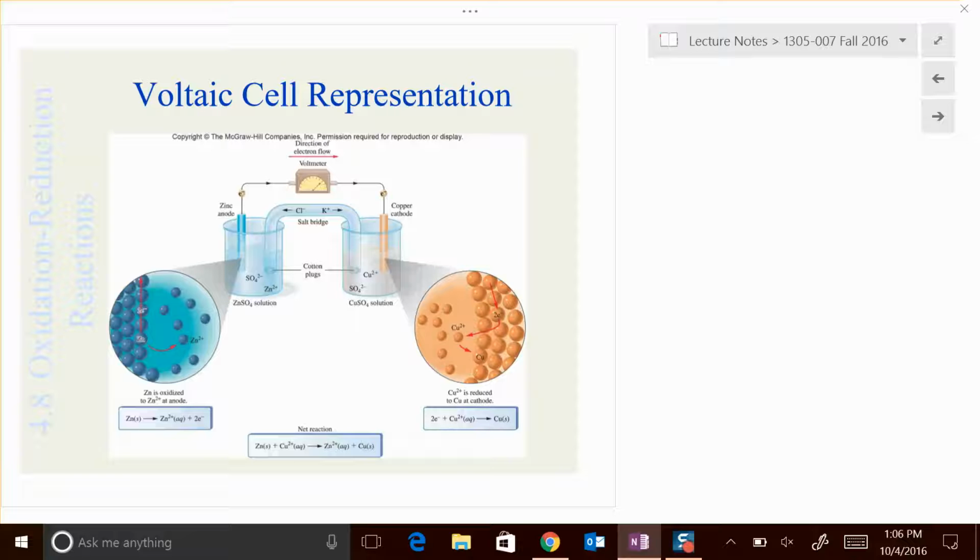Those electrons get transferred here to the copper. The copper picks them up, and as it picks them up, it goes from copper 2 plus to copper solid, and starts to build up around that copper cathode. Okay, so it's going to build up there, and the zinc one would start to get smaller. So that's an oxidation-reduction process. That's how batteries work.